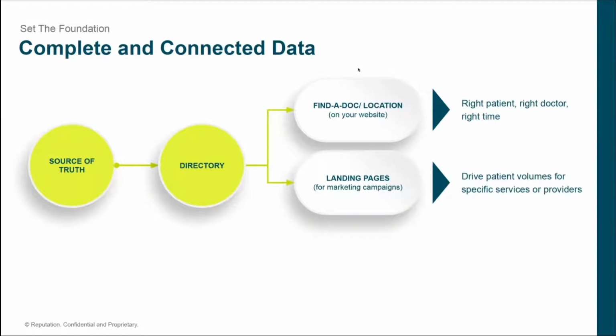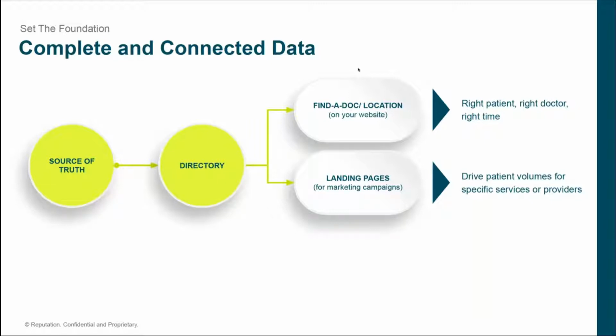There we go. So there are a lot of different ways that this data comes into play. One option is your find a doc, so your location directory, making sure that on your website you have really good structured data, that the schema is set to appropriately be organized by Google to match the right patient with the right doctor at the right time.